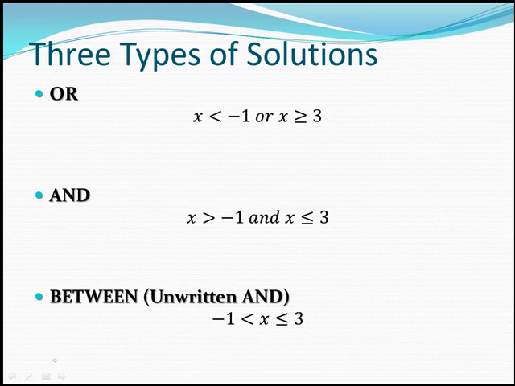We don't have to actually write the word AND because it's implied, and it looks like -1 is less than x, which is less than or equal to 3. You could also read that as -1 is less than x and x is less than or equal to 3, but we just haven't written the AND. In understanding how these different types work, it helps to look at a graph.